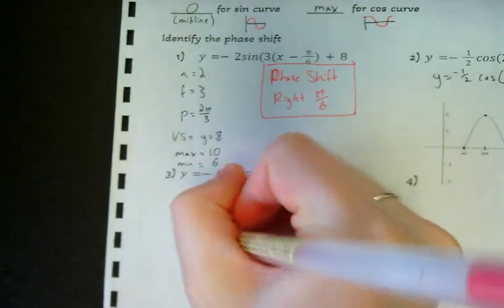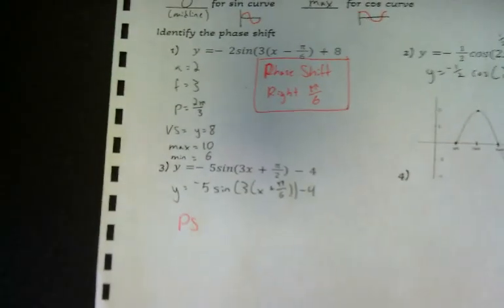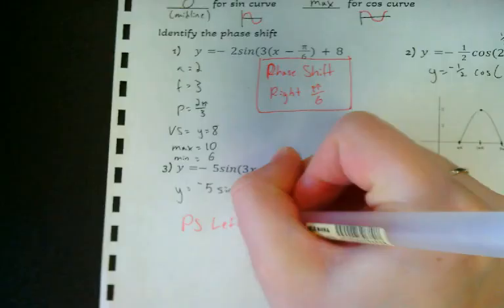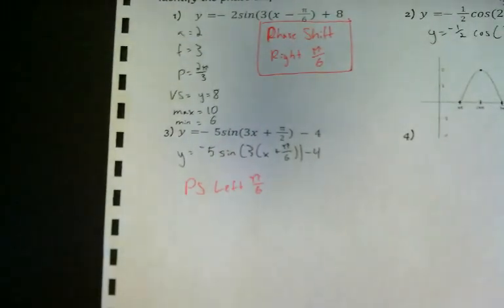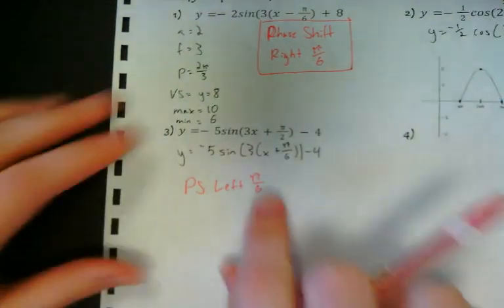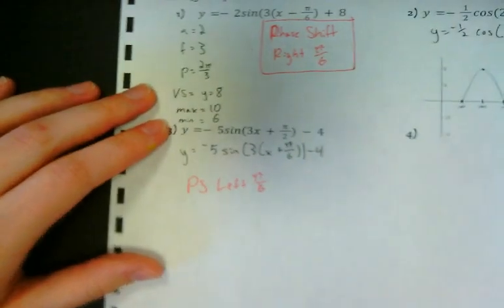So my phase shift, which direction am I going? I'm going left pi over 6. Okay? We need to get into this form here, and then we can determine what our phase shift is.